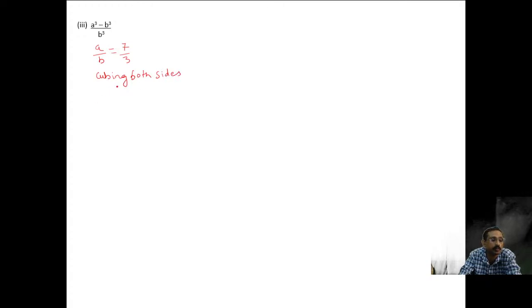If you cube both sides, what are we going to get? a cube upon b cube is equal to, now we have 7 over here. We have to get 7 sevens are 49 into 7. 7 nines are 63. 7 fours are 28, 29, 30, 31, 32, 33, 34. It gives me 343 upon what I have got here.